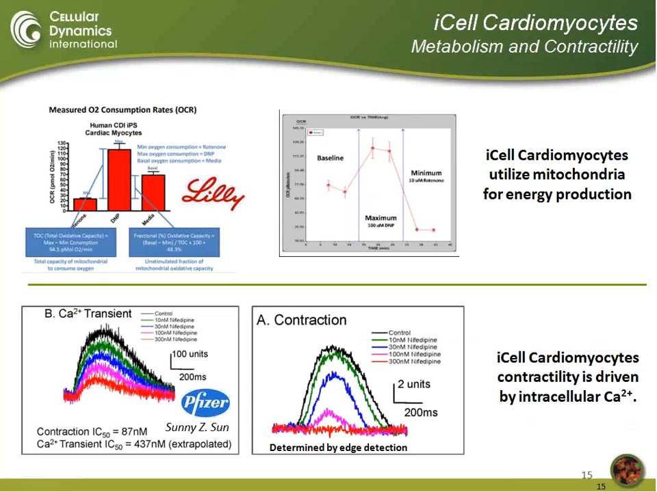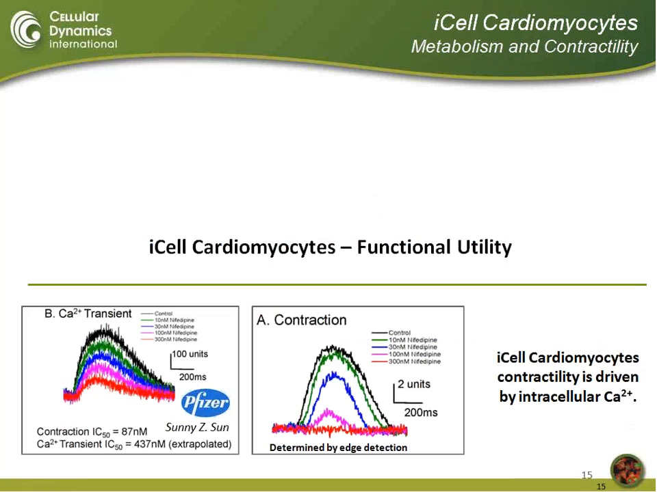Next is the iCell cardiomyocytes. We have metabolism and contraction just to show that our cells are very metabolically active, as you'd expect, and that we have calcium-dependent contractions, as shown via the IonOptix. Both the Seahorse metabolism data and IonOptix we'll get into a little more depth later.